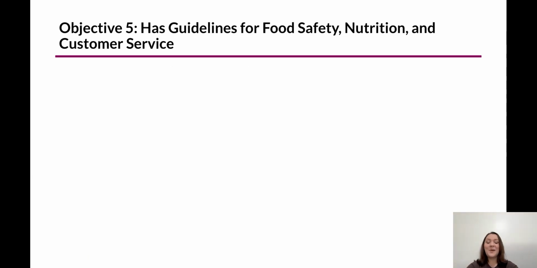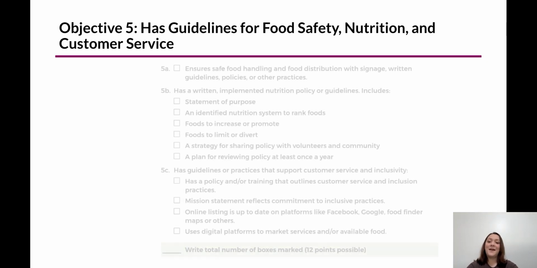Objective 5 of the NEFPAT Plus consists of 3 main areas: food safety and handling practices, nutrition policy and guidelines, and neighbor service and inclusivity practices. You'll notice that based on these areas, Objective 5 focuses on the important guidelines that ensure the pantry operates efficiently and in a way that supports the overall well-being of the community it serves. Let's begin with Section 5A.